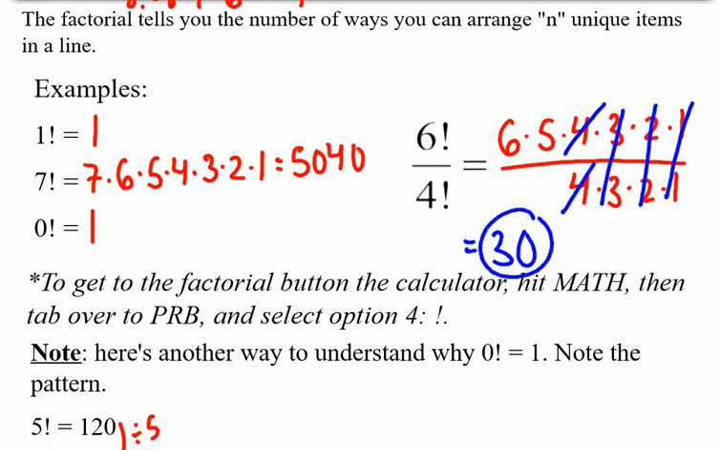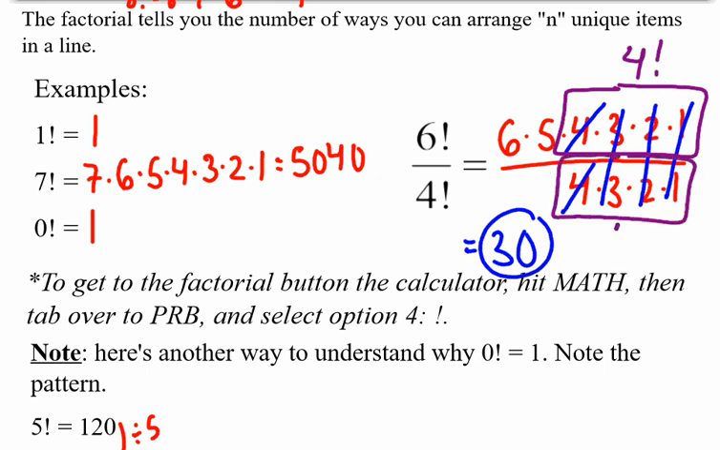So what you've actually kind of seen is 6 factorial inherently has 4 factorial in it. Because if you look right here, this is 4 factorial, and so is this. So that's why they would divide each other out. So I'm just left with the 6 times 5.